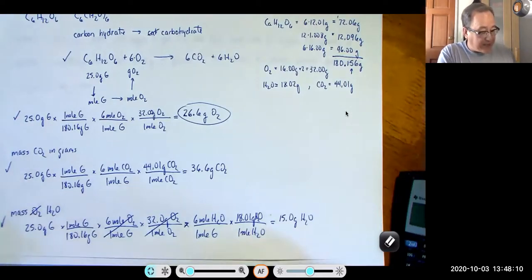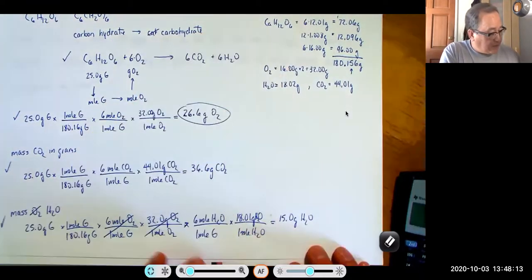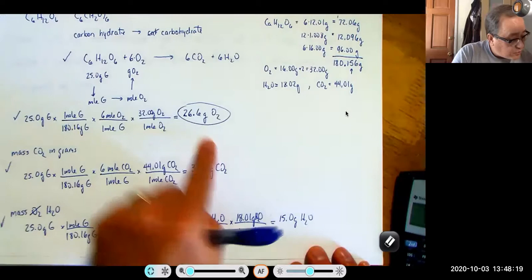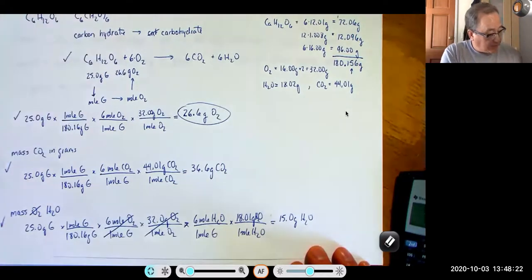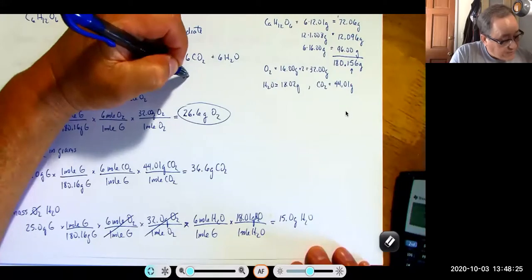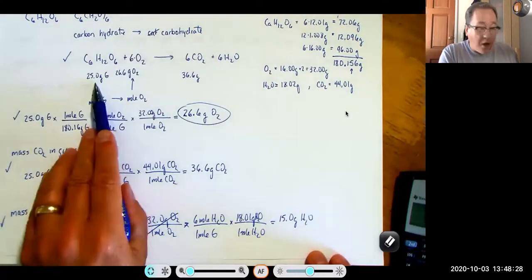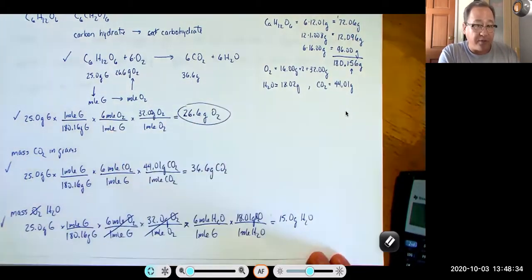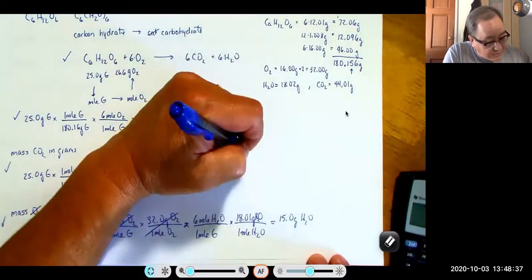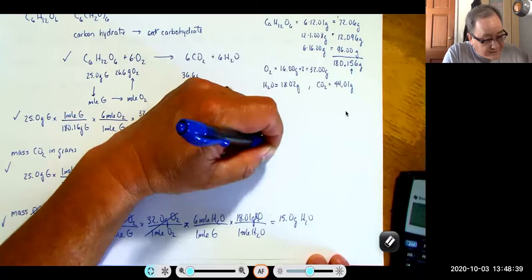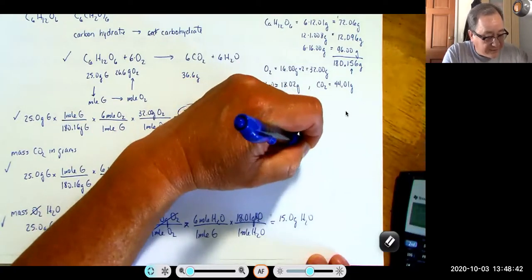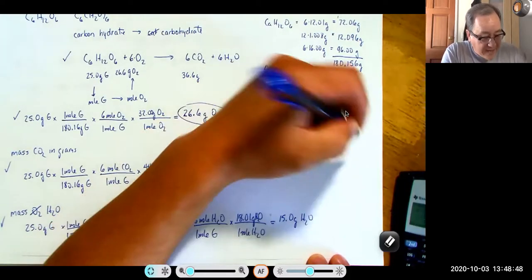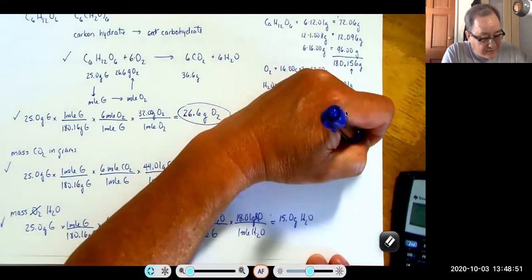but there is another way to get the mass of H2O. Now, we know that there's 25 grams of glucose, and for the oxygen, we know there's 26.6 grams, and for CO2, we know there's 36.6 grams. So based on this, we know that the sum of these two numbers has to equal the sum of this plus the mass of H2O. So another way to get the mass of H2O would be to take the mass of glucose plus the mass of O2 and subtract from that the mass of CO2.